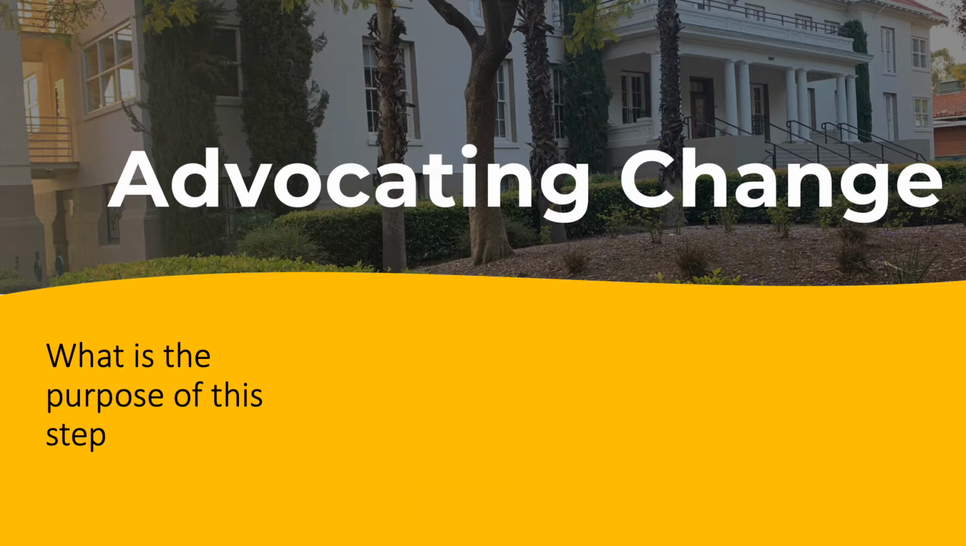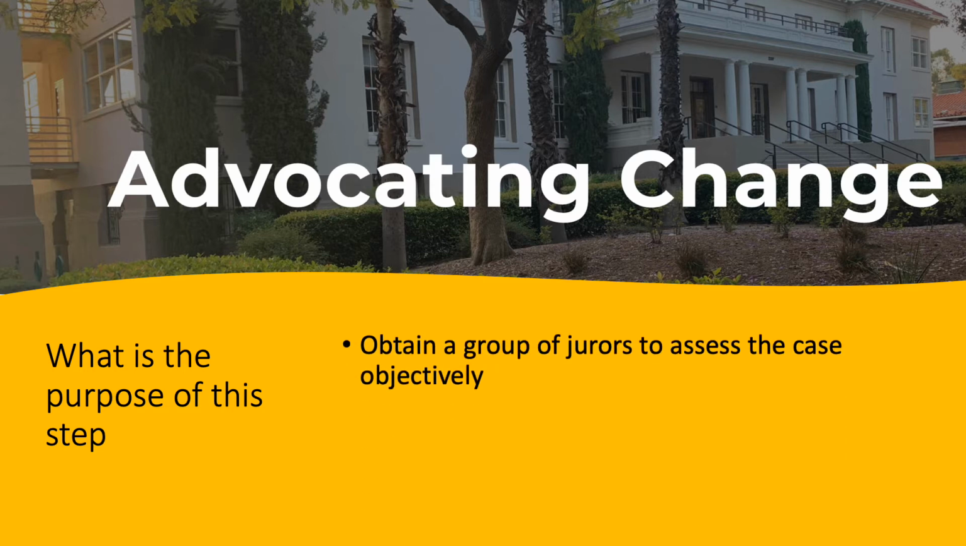The purpose of jury selection is to obtain a group of jurors that you believe will assess the case as objectively as possible based on the facts heard in court. This step is important to eliminate bias and prejudice within the jury. If this step is not completed, a jury will be selected at random.